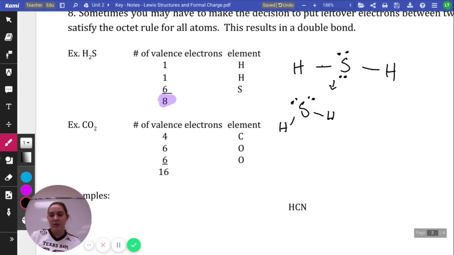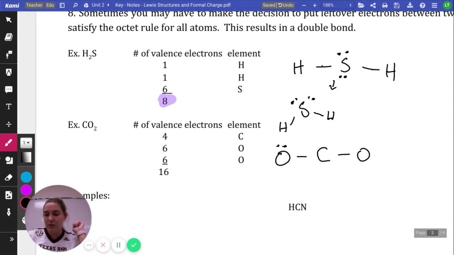In CO2, carbon has 4 valence electrons, and we have 1 carbon. Then we have 2 oxygens, each with 6 valence electrons, giving us a total of 16 valence electrons. So our carbon is going to go in the center, and we are going to bond our oxygens to our carbon. So far, I've used 4 electrons, and I have 12 more to go. So I'm going to fill my outer atoms' valence electrons, and then any of the remaining ones we'll put on the center atom.